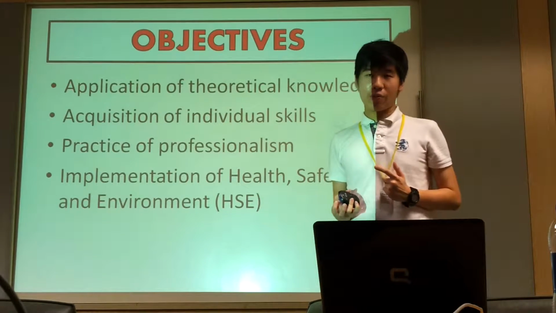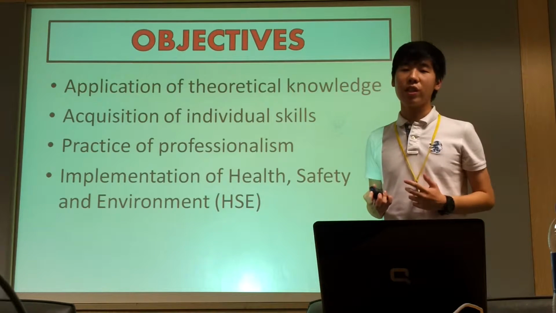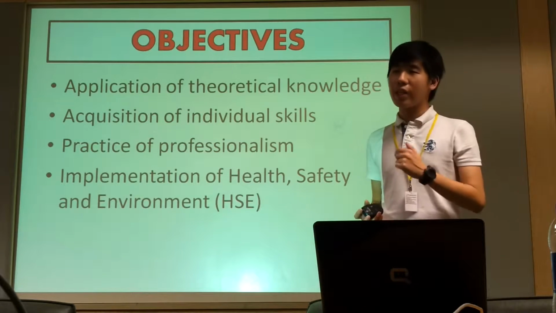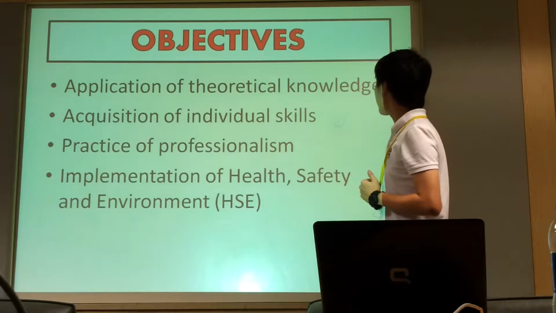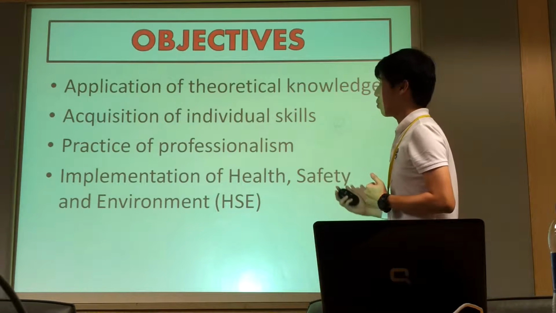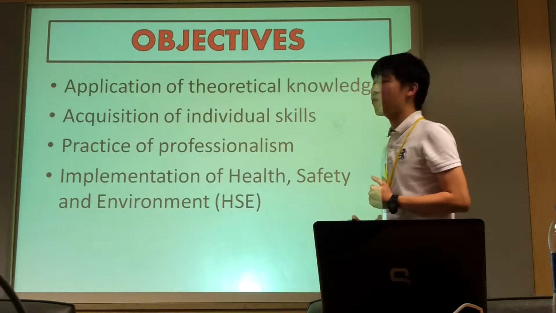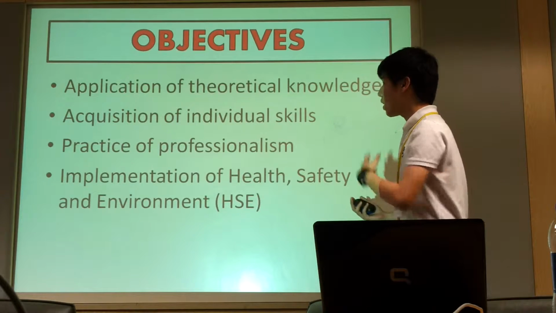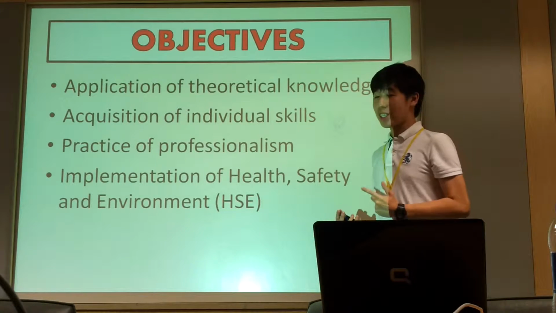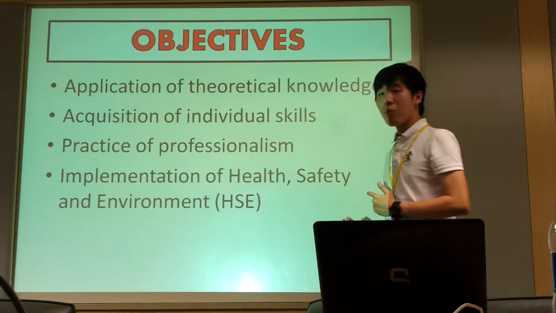Next is the objective. The objective of the Student Industrial Training Program is that number 1, application of theoretical knowledge. Number 2, acquisition of individual skills. Number 3, the practice of professionalism. And number 4, the implementation of HSE, health, safety and environment.